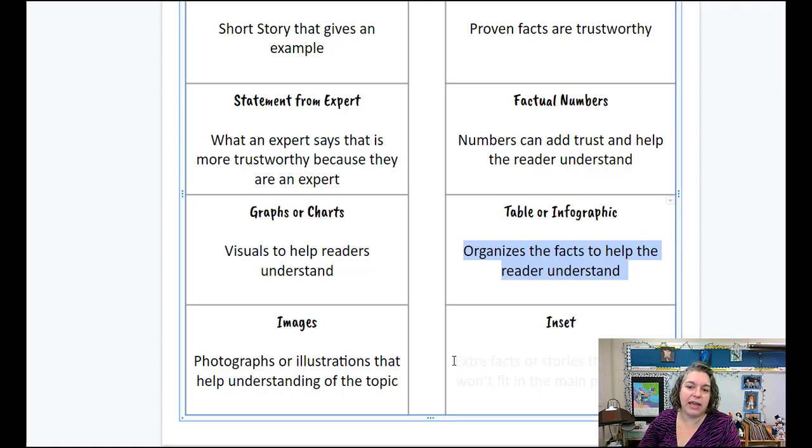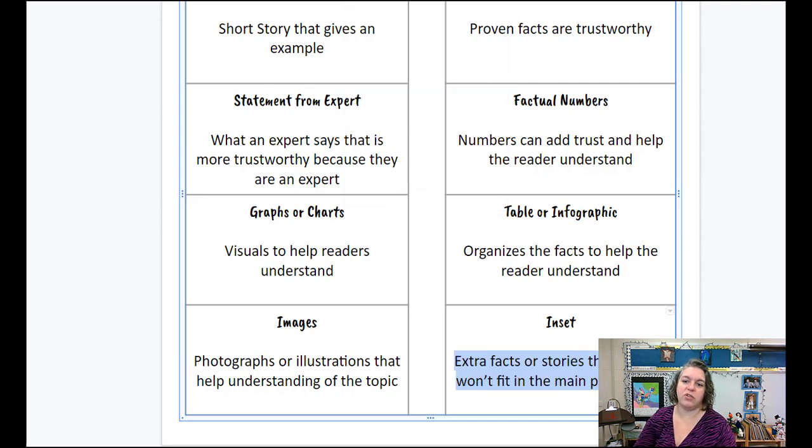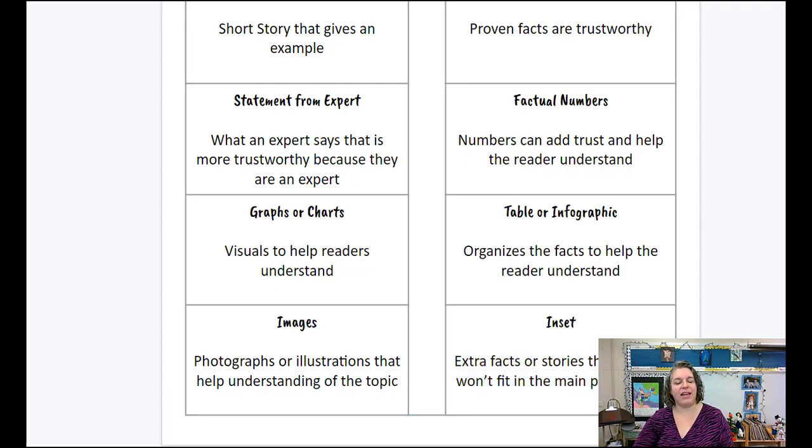And then the final thing, an inset. So this is extra facts or stories that add but won't fit into the main paragraph. So sometimes your main paragraph is about something, but you need just this little other extra fact that's interesting, but it doesn't have to do with the main text. So you put it off in a little box to the side. There's lots of different names for this, but it's those extra facts or stories. And so all of these put together are typical ways that authors will use extra information to convince you of their claim or their opinion about an informational topic.